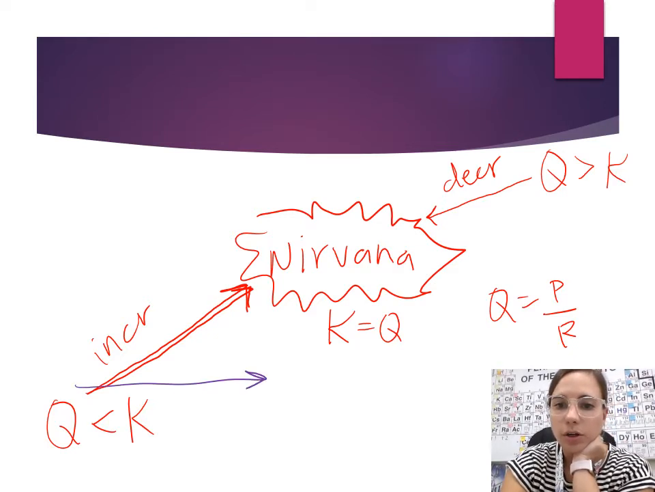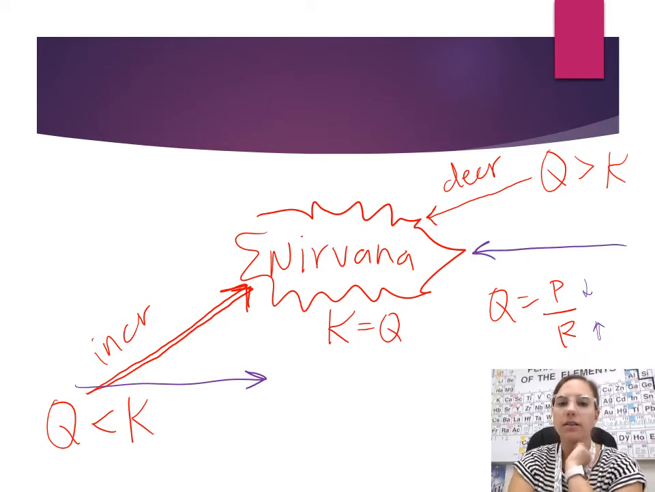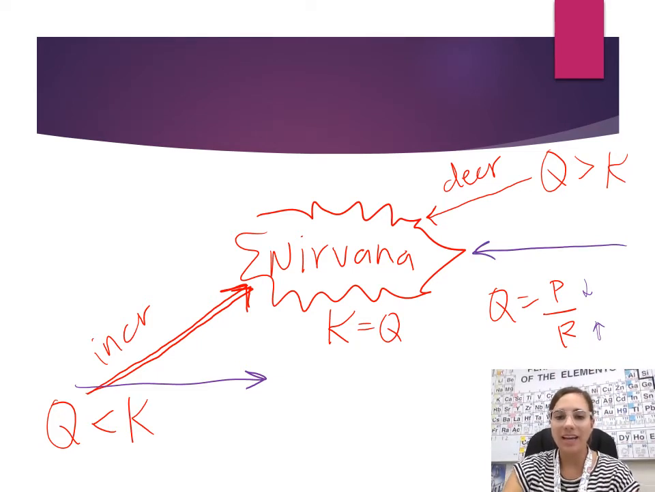In order for Q to decrease, I need my reactants to increase and my products to decrease, so I've got to shift left. Hopefully this image will help you remember: if Q is less than K, I have to shift right to make Q bigger. If Q is greater than K, I have to shift left to make Q smaller.